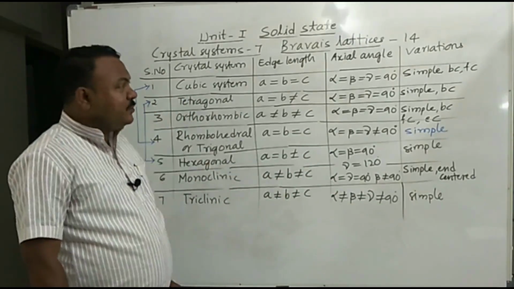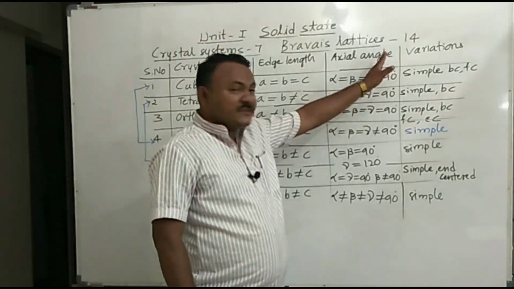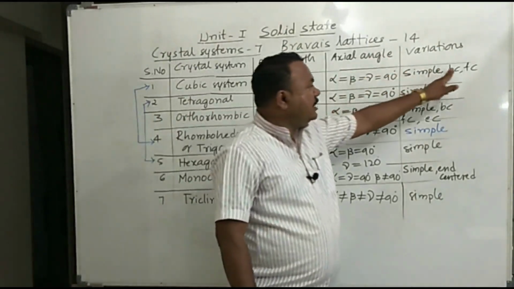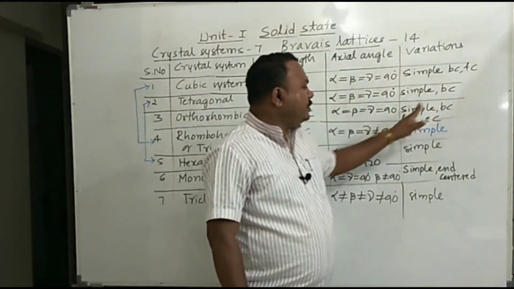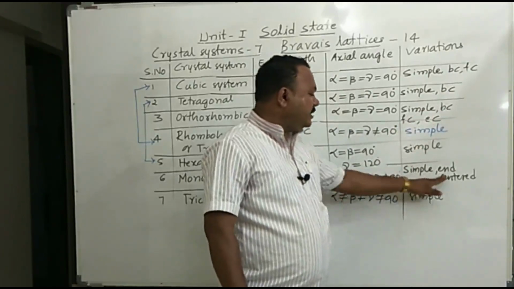Look at the variations now which are identified by Bravais. Totally, how many variations are there in the 7 crystal systems? 1, 2, 3, 4, 5, 6, 7, 8, 9, 10, 11, 12, 13, 14.